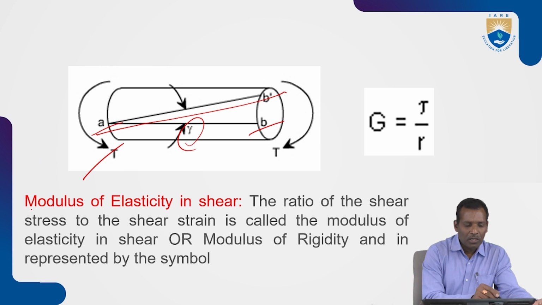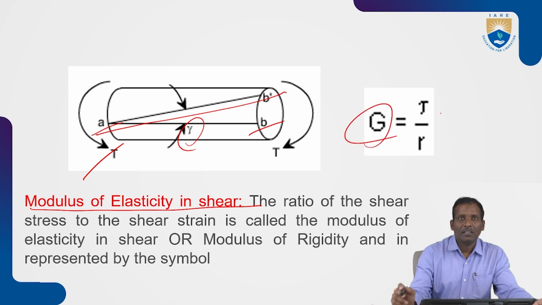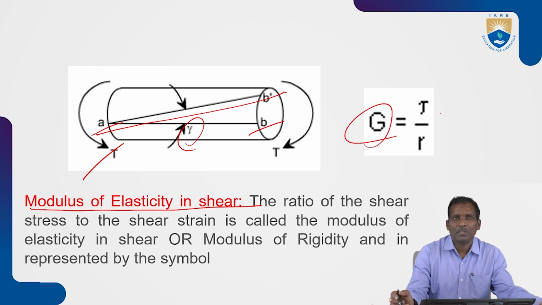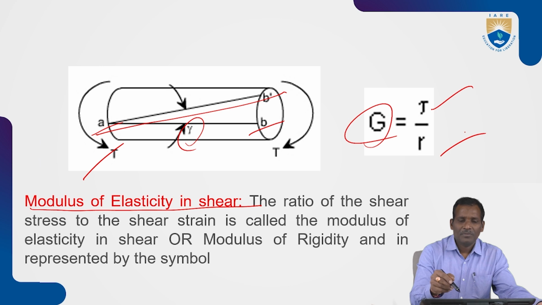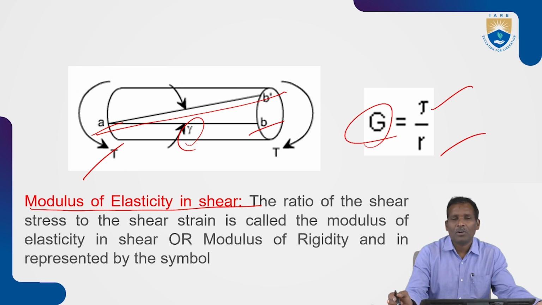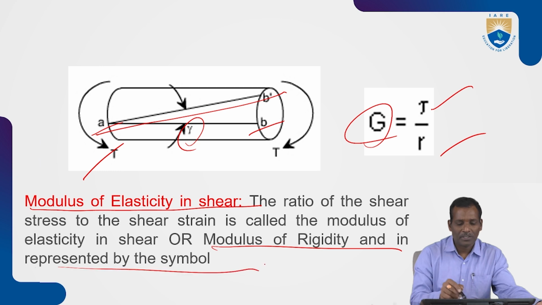Next one is modulus of elasticity in shear. Already we have seen E, Young's modulus, in simple stresses and strains. Here also, the ratio of the shear stress to the shear strain is called the modulus of elasticity in shear or modulus of rigidity, and is represented by the symbol G.